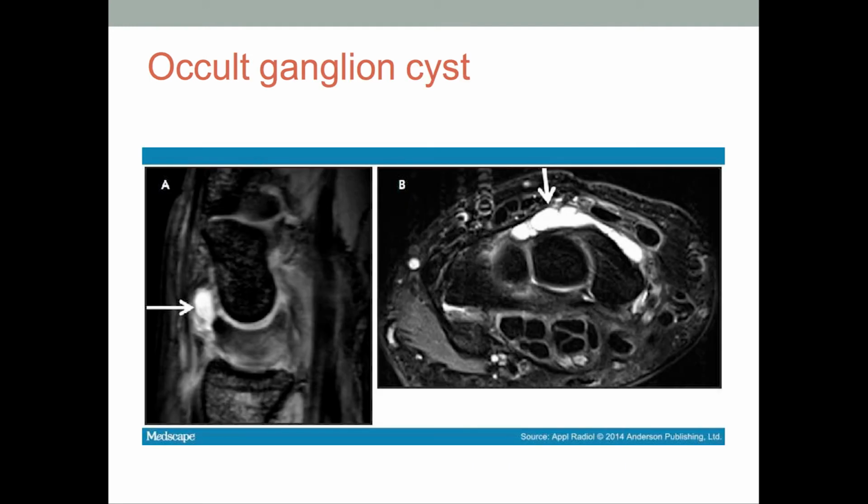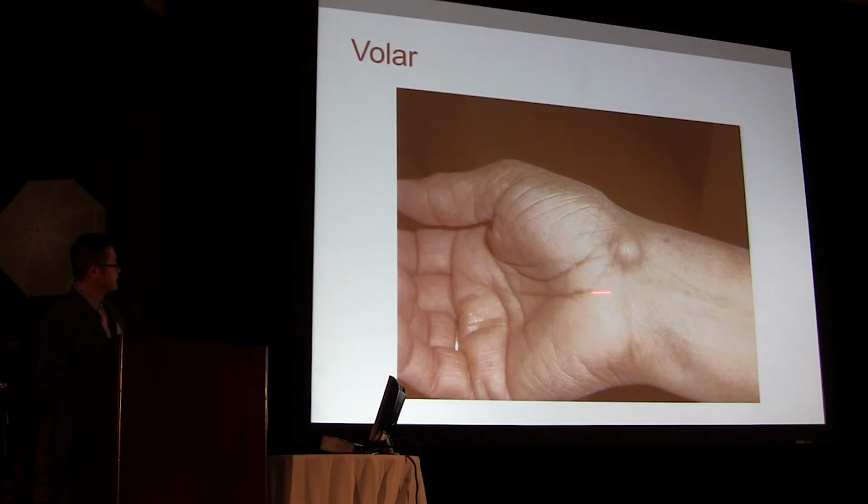And this is what an occult ganglion cyst is: someone comes with persistent wrist pain, and this is part of the differential diagnosis, occult ganglion cyst. So you get an MRI to check. The volar ganglion cyst is usually on the radial side. It's usually from the radiocarpal joint.